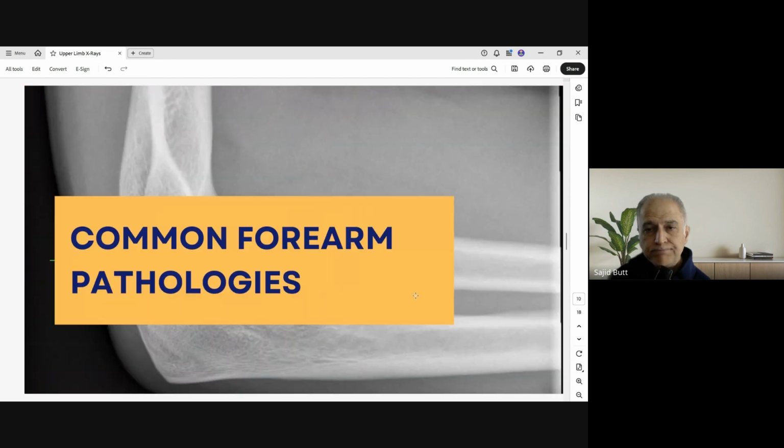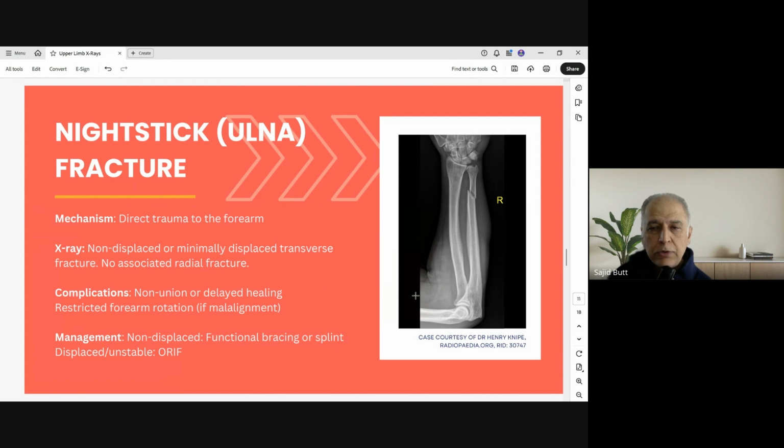Next slide, please. So when it comes to fractures, you can have isolated fractures of either radius or ulna. One of these is the fracture of the ulna, which normally happens because of direct trauma. A patient could be assaulted, and when they're trying to defend themselves, they are hit by hard objects like a stick or a baton, and they could have a fracture. Hence the name, the nightstick fracture. Next slide, please.